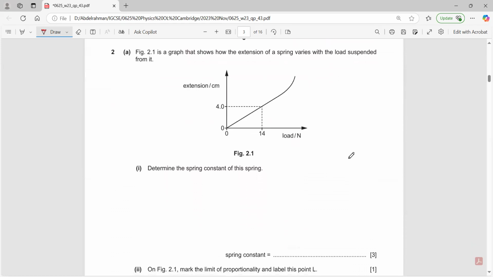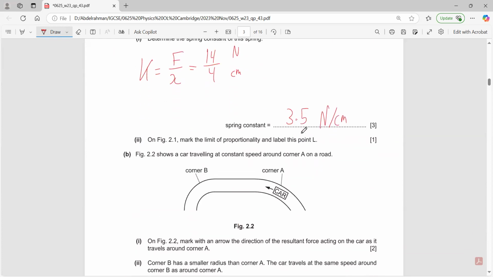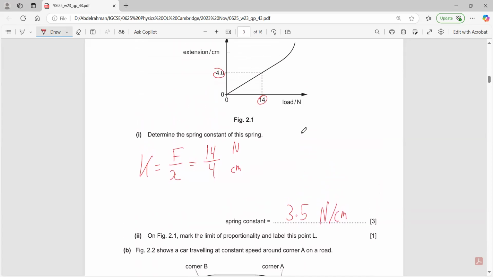Question 2.1 is a graph that shows the extension of the spring. Determine the spring's constant. Spring constant k equals F over x, in which the force is 14 and x is 4, so 14 over 4. This would be 3.5. The force is in newtons and the extension is in centimeters, so k would be newtons per centimeter.